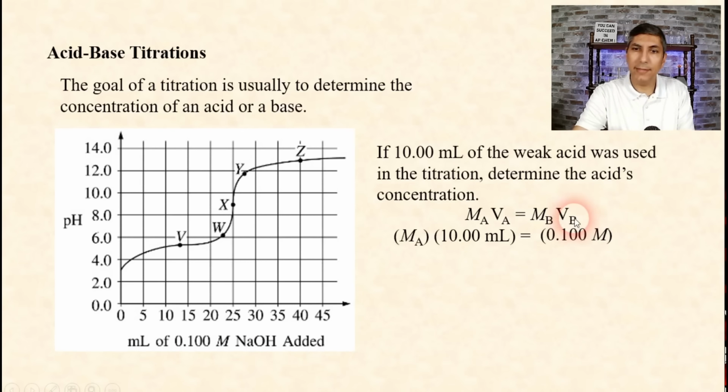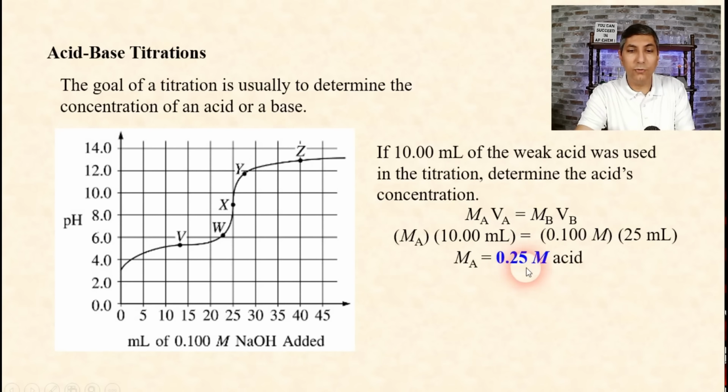So I'm going to plug that in there for the molarity of the base. And the volume of the base is a little piece of information that we have to get out of the titration curve itself. We see that the inflection point, this equivalence point right here, where it's labeled X, is at 25 milliliters. So that means that we used 25 milliliters of the base to get to the equivalence point. So now we just have to solve using simple algebra, and you find that the value for M sub A is about 0.25 molar of acid. So that's how you can solve a simple question like this using a titration curve.